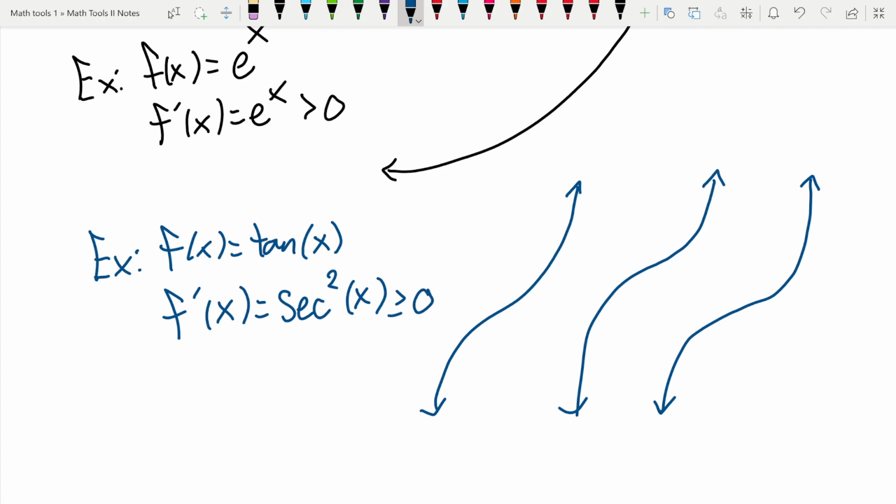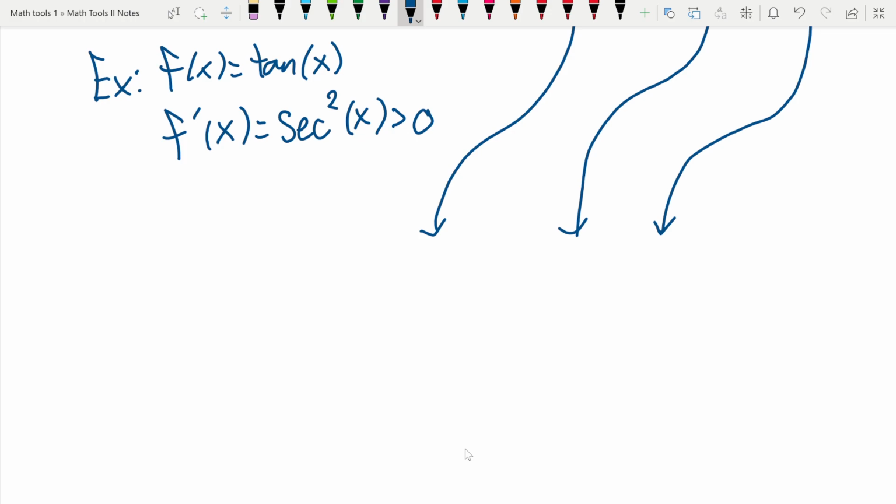So this really can't be 0, because if you remember, secant is 1 over cosine. So 1 over cosine can't be 0. So this is really strictly greater than 0. That, again, tells us why this function is always increasing.